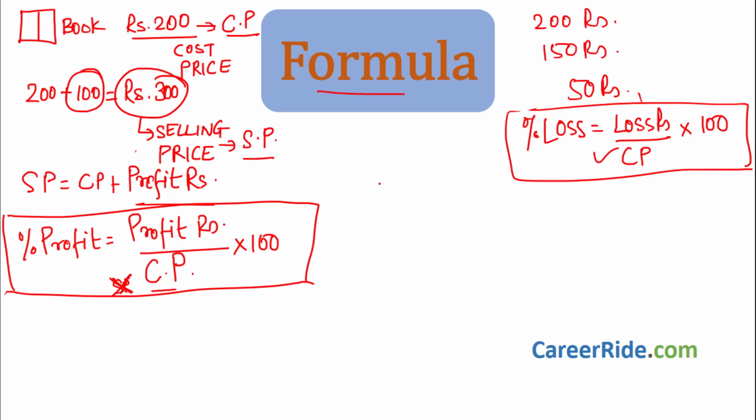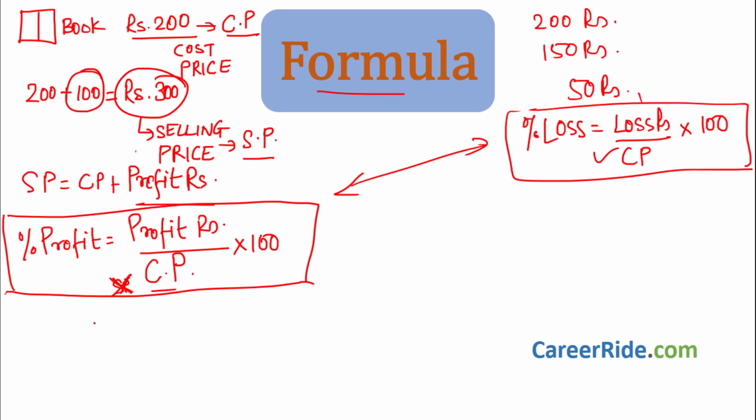So these are the two formulas which are very important, and all the sums related to profit loss can be solved using those. However, apart from these, there are some other basic things which you should know. There is actually just one basic thing. Let us see what it is.